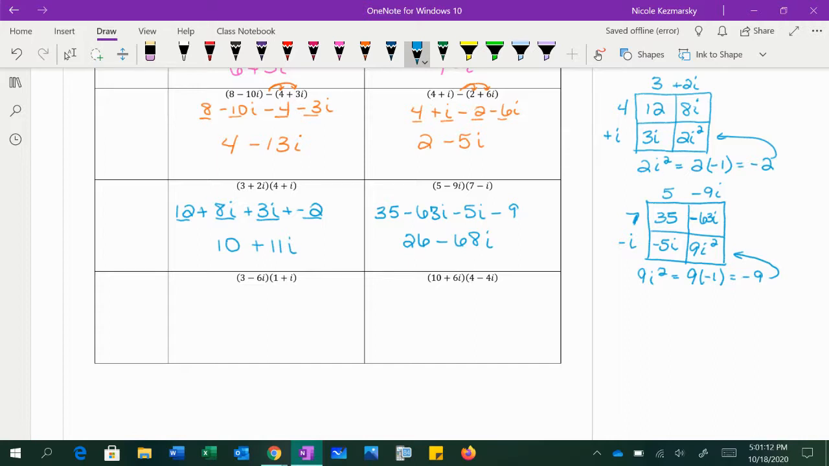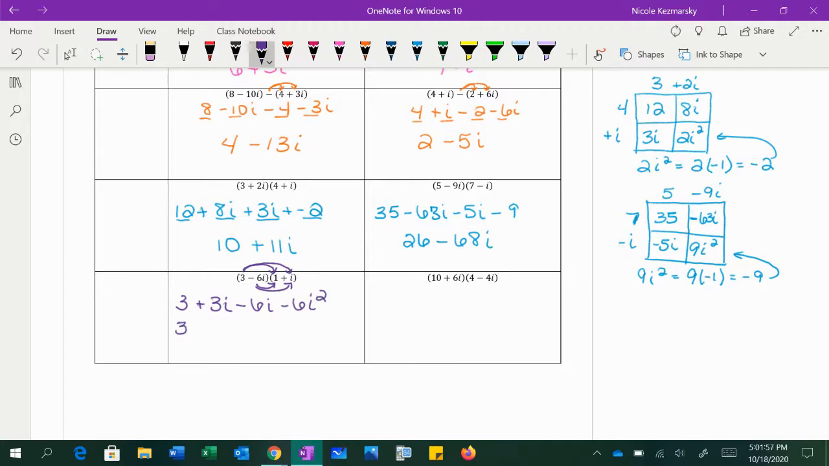So you can use the box if you want to. If you don't want to, you can do something called double distribution. And so what I'm going to do is take each term in the first parenthesis and distribute it to the other parenthesis. So I'm going to start with 3 times 1, which is 3, and 3 times i, which is 3i. And then I'm going to do the same thing with the negative 6i. I'm going to distribute it to both terms in the second set of parentheses. So I'm going to have negative 6i times 1, and then negative 6i times i, and i times i is i squared.